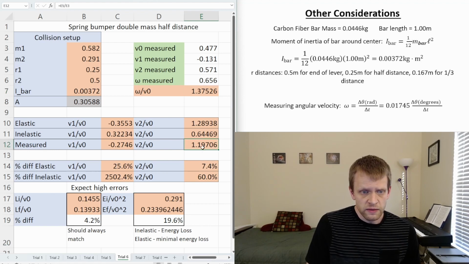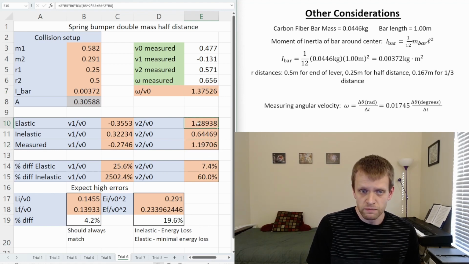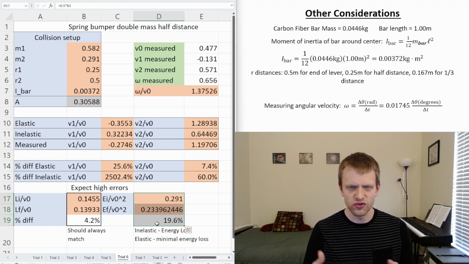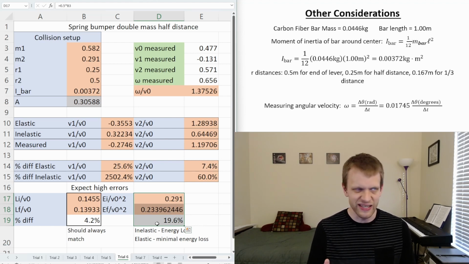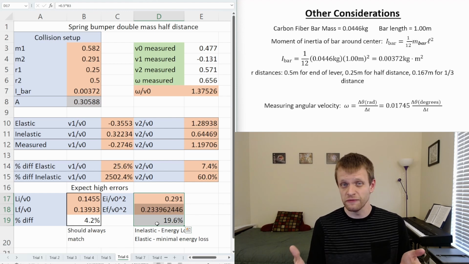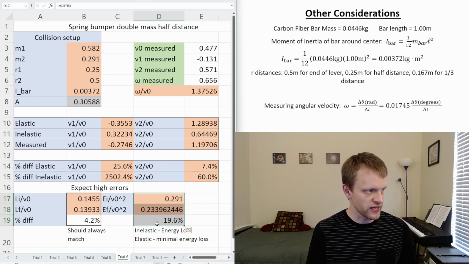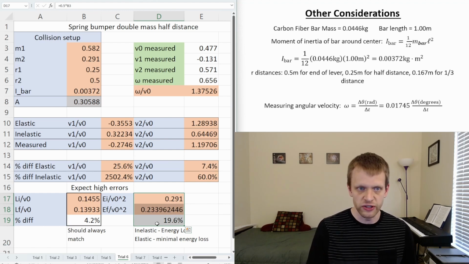Once again, our expected ratio of velocities for cart 2, reasonably close match. Pretty good match, less than 5% for the angular momentum. Angular momentum is being conserved, and we're getting a similar amount of energy loss, around 20% energy loss, which, again, is more than is ideal for an elastic collision. But like I said, these spring bumpers do have a little bit of friction acting on them. We do expect some energy loss.